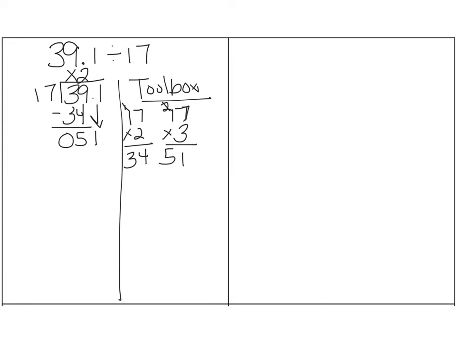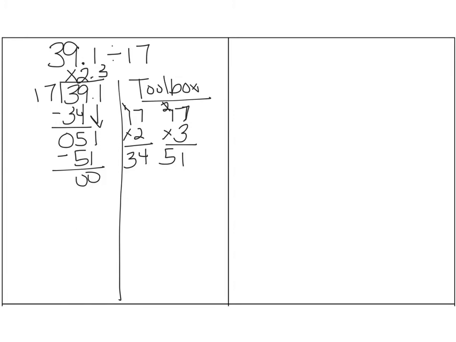So 51 divided by 17 is 3. That 3 is going to go above the 1 that I just brought down. I'm going to add the decimal point so I don't forget. 3 times 17 is 51. And then I subtract, and it's 0. So 2 and 3/10 is my quotient.